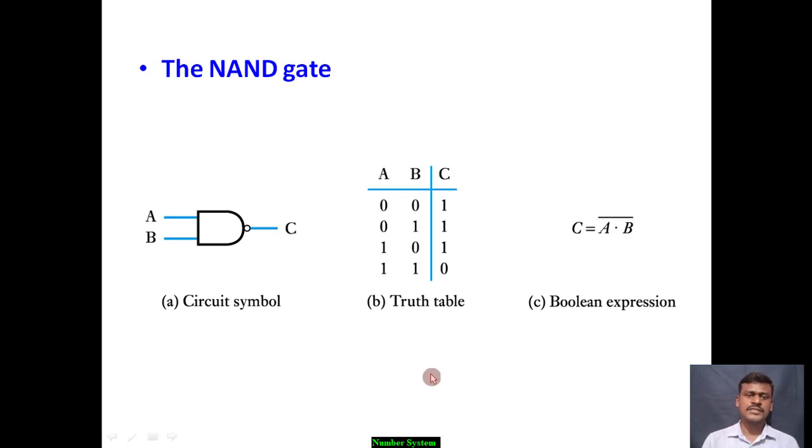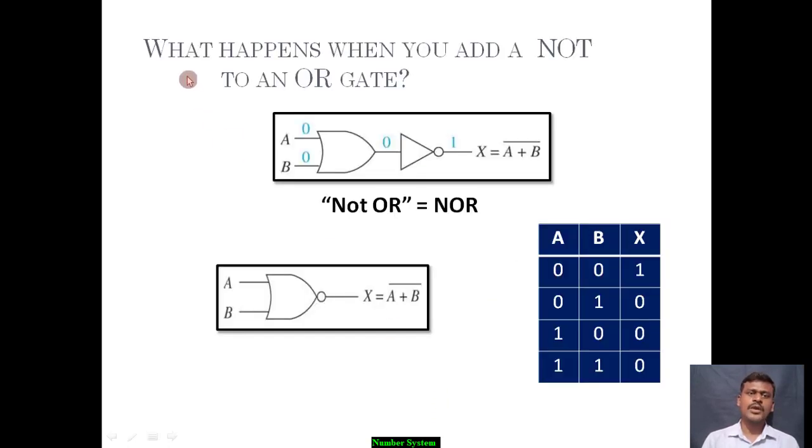Now we will move on to the next gate, that is, what happens when you add a NOT gate to the OR gate. This is the OR gate and this is your NOT gate. In case of the OR gate, if you give 0 0 as input, it will give you 0. Otherwise, if any one of the inputs is 1, it will provide the output as 1. So here I am taking a simple example: 0 0, the output will be 0. If that output is given as input to the NOT gate, it will give output 1, that is, x is equal to (a plus b) bar.